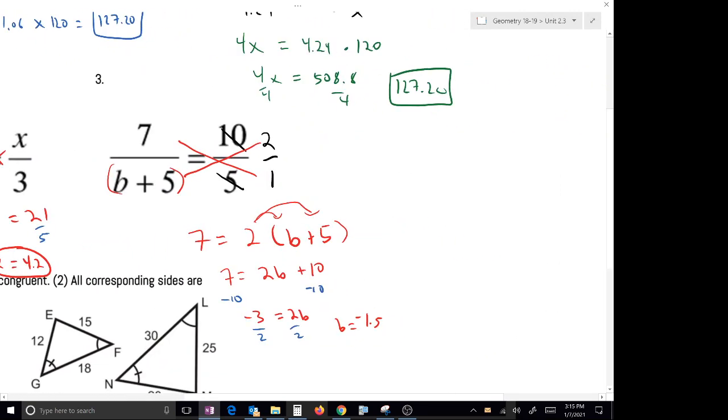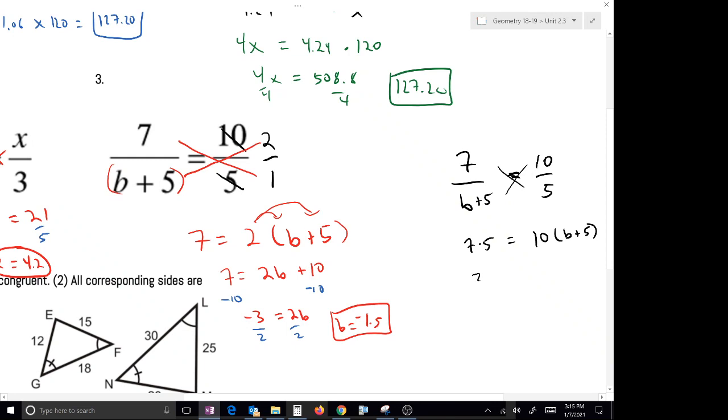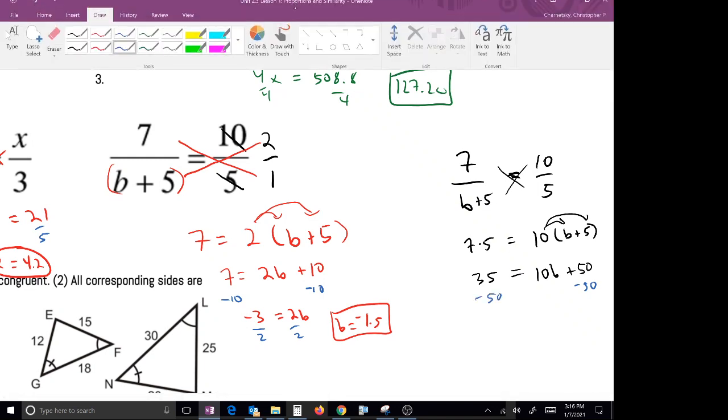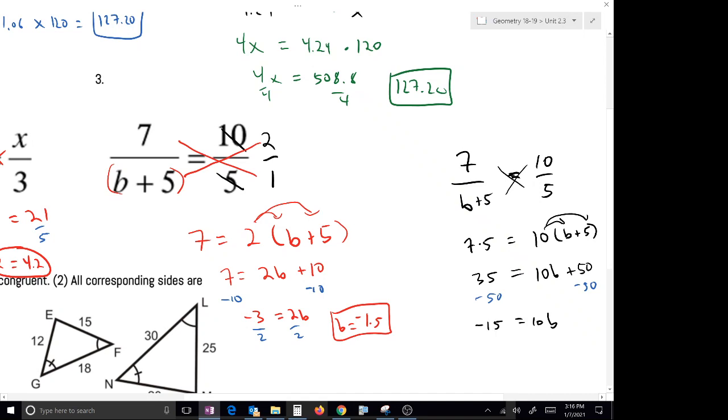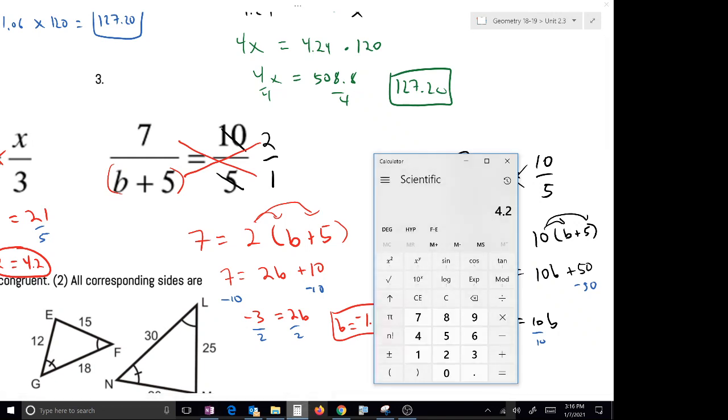Okay. You don't have to do this reducing, just to show you what would happen if you didn't. If we just cross multiplied, let's start out with the original problem here. If we were just to cross multiply, 7 times 5 equal to 10 times b plus 5. 7 times 5 is 35. Distribute that 10. We get 10b plus 50. Subtracting 50 from both sides, we have negative 15 equal to 10b. And if we divide by 10, we get, once again, negative 1.5.